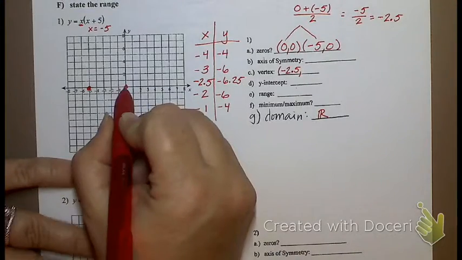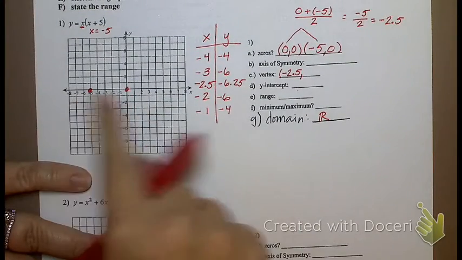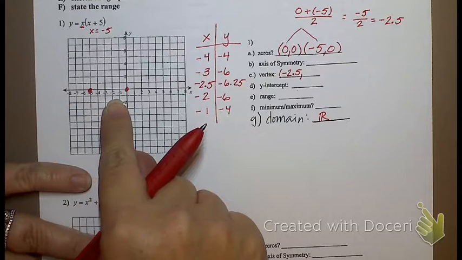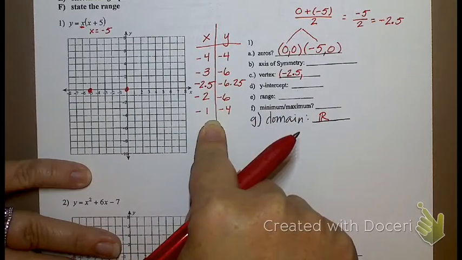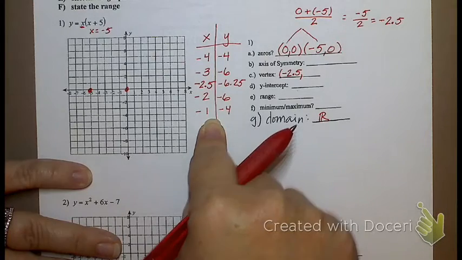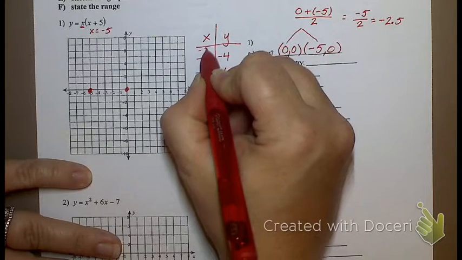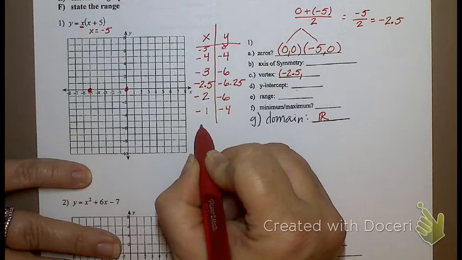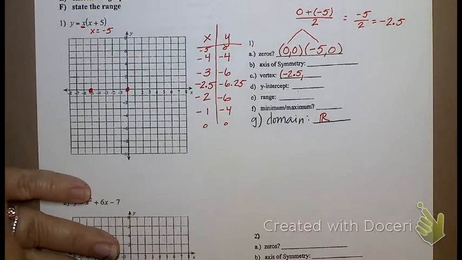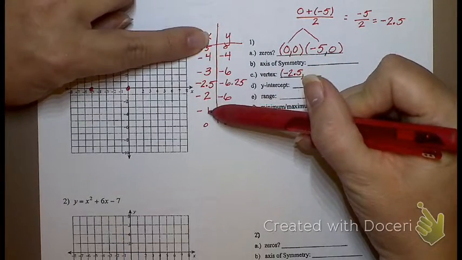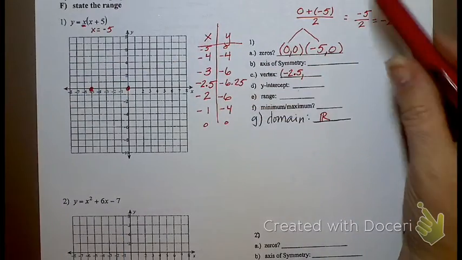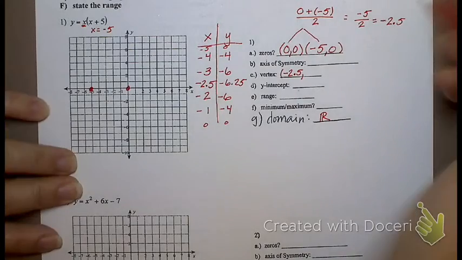Do you notice that my zeros, or my x-intercepts, did not appear on here? Why not? Because they would be the next ones out, wouldn't they? Oh, so we don't have to erase it? No, you don't have to erase it. Just know that if your zeros are further out than this, then they're not going to appear on your XY chart. And that's fine. There's still points on the graph.